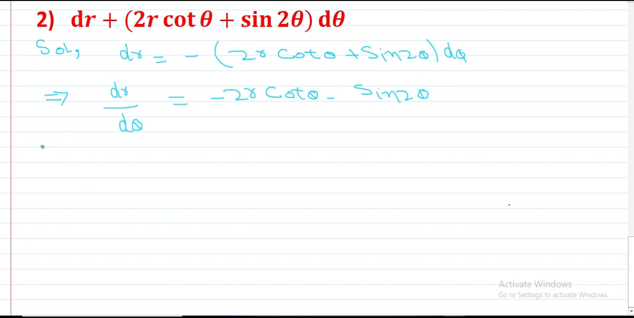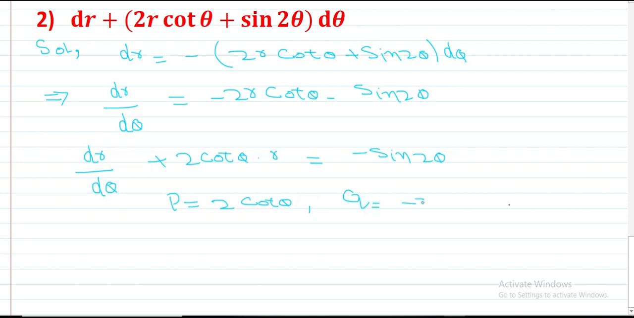right? Or we can write it as dr by d theta plus 2 cot theta into r equal to minus sine 2 theta. Now on comparing with the general form, p equal to 2 cot theta and q equal to minus sine 2 theta.